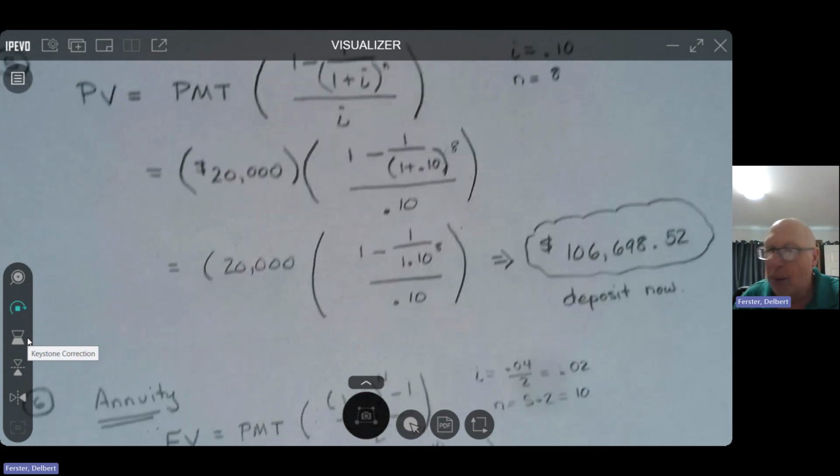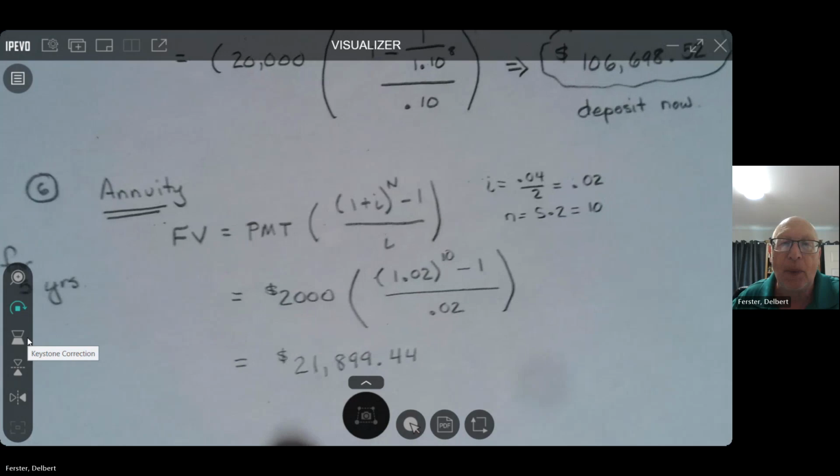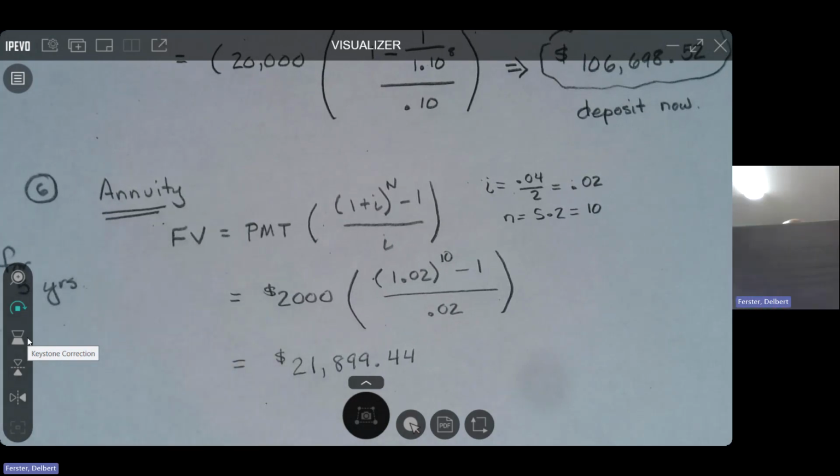$106,698.52. Problem 6. All right, so first of all, on problem 6, we've got $2,000 semi-annually to Best Bank. It's going to pay 4% compounded semi-annually. After 5 years, he's going to make no more deposits. The question says, what would be the balance in that account 10 years from then?